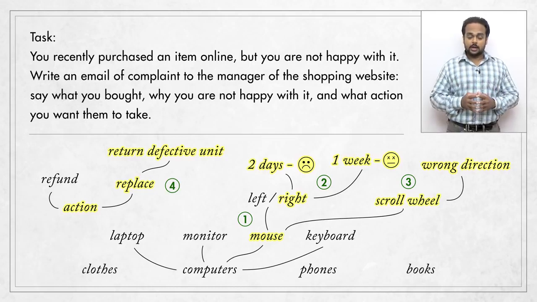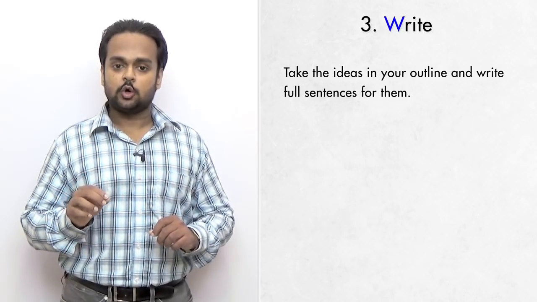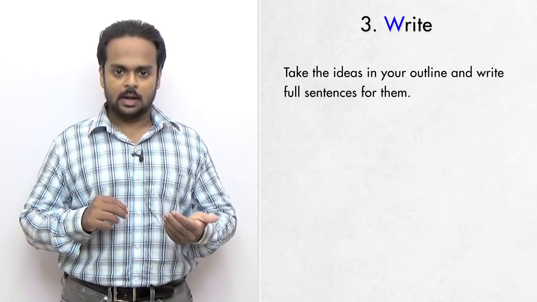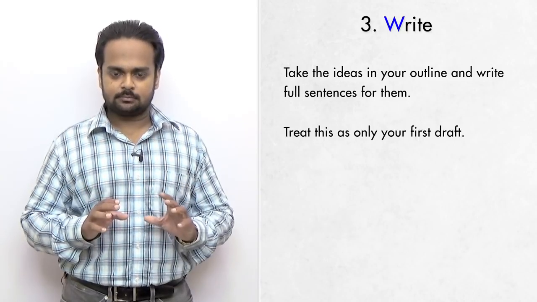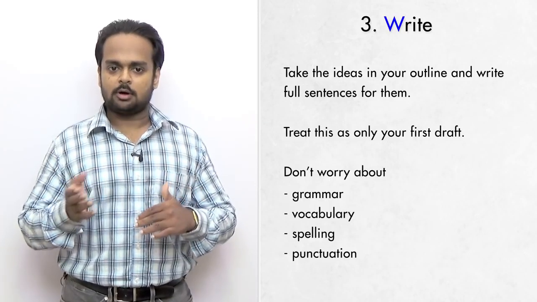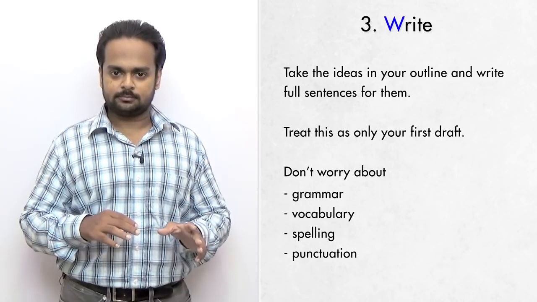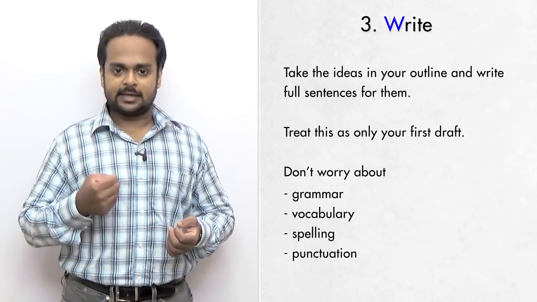A good outline should have all the ideas that you need, and it should be well organized. I think this is a pretty good outline. So with this, we move on to stage 3, write. This is where you're actually going to put pen to paper. That is, you're going to take the ideas in your outline and write full sentences for them. Treat this as only your first draft. That means just focus on writing full sentences without worrying too much about grammar, vocabulary, spelling, or punctuation. Just go with the flow and write some sentences. You can come back and correct the mistakes later.